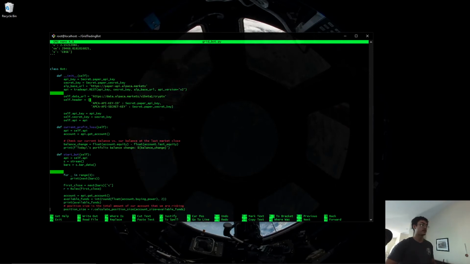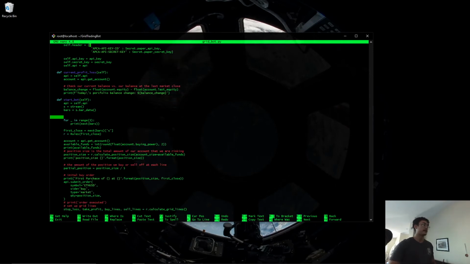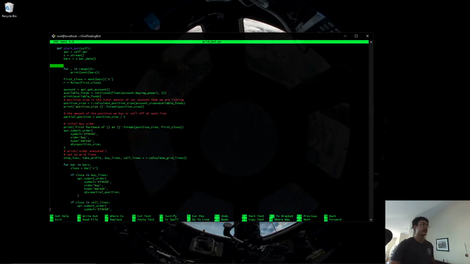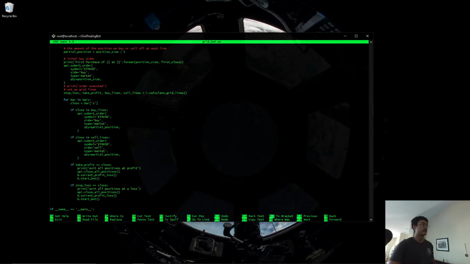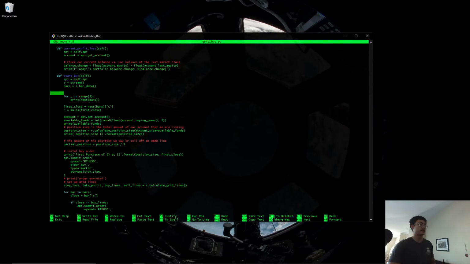So if we just scroll down here, you can see that we would first call the start bot. And then we'll basically just keep looping in between our bar data, and depending on where the closing price was, if it was inside of our buy or sell lines, or if it was our take profit or stop loss, then we would exit our position. So the problem with this is that it would time out.